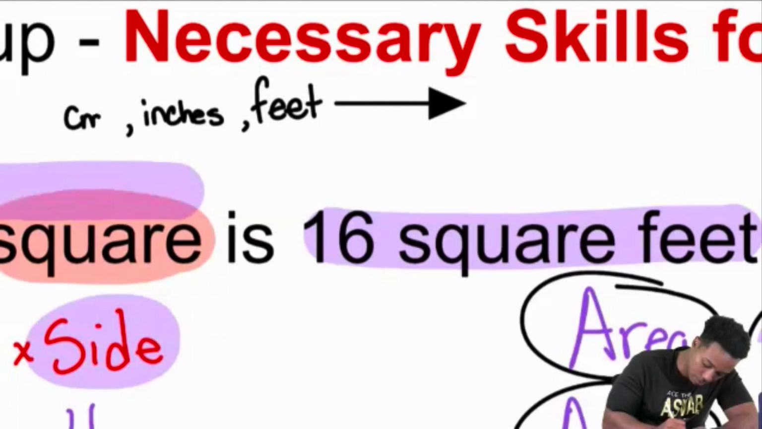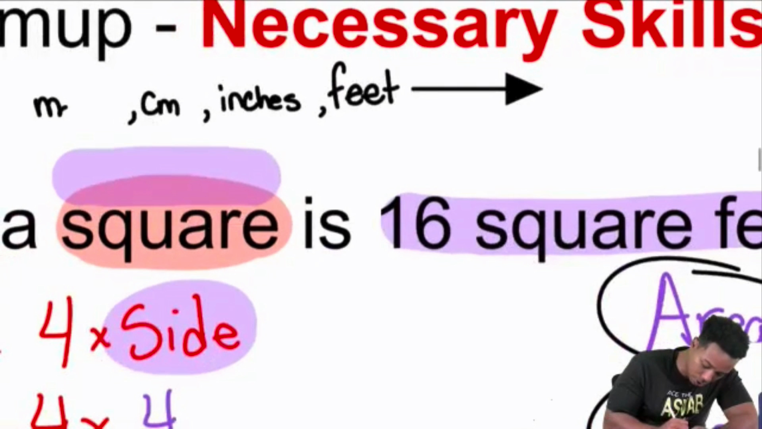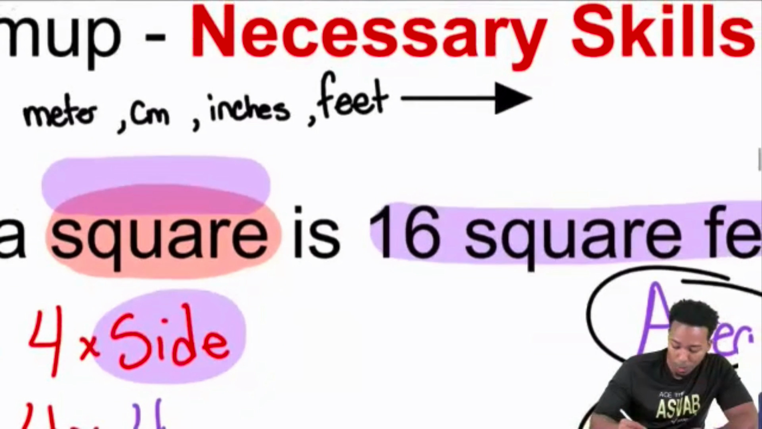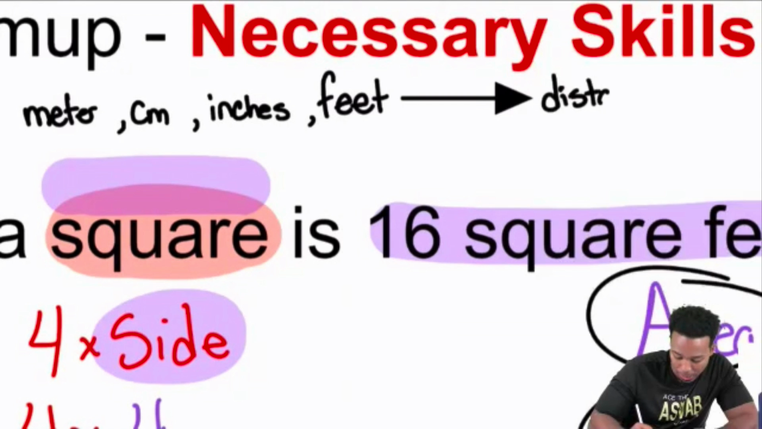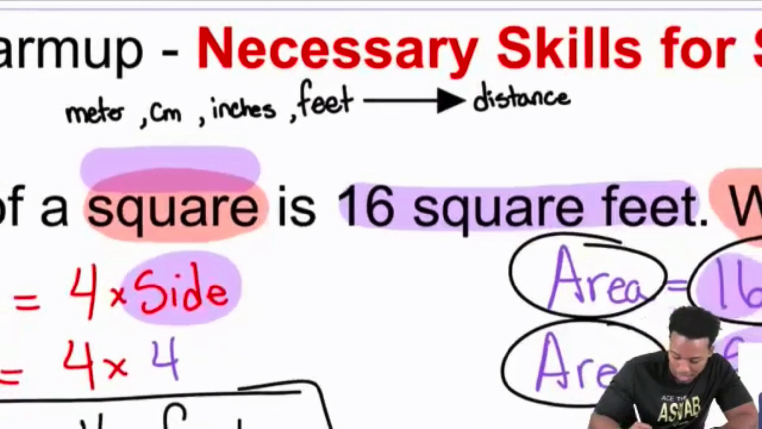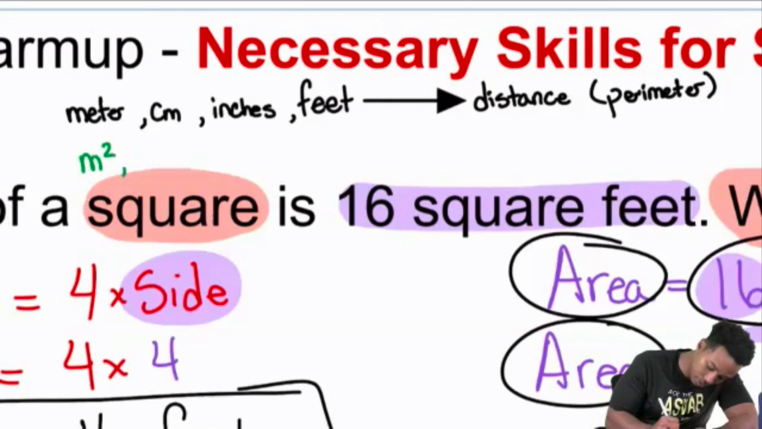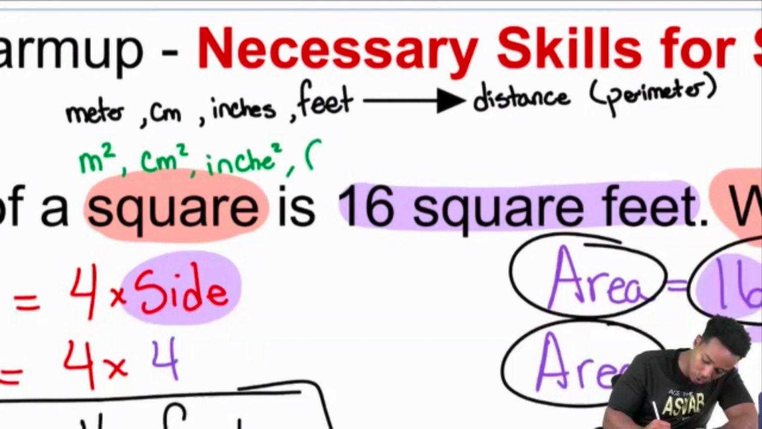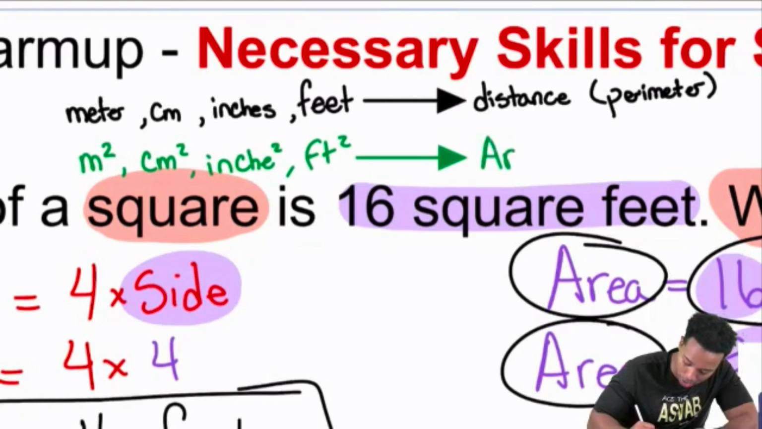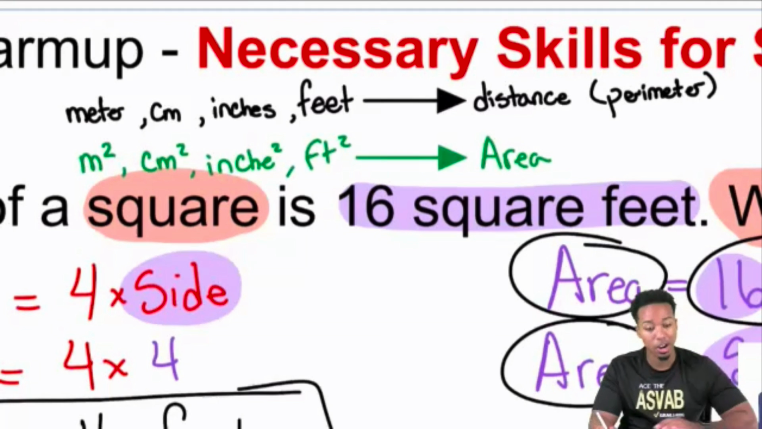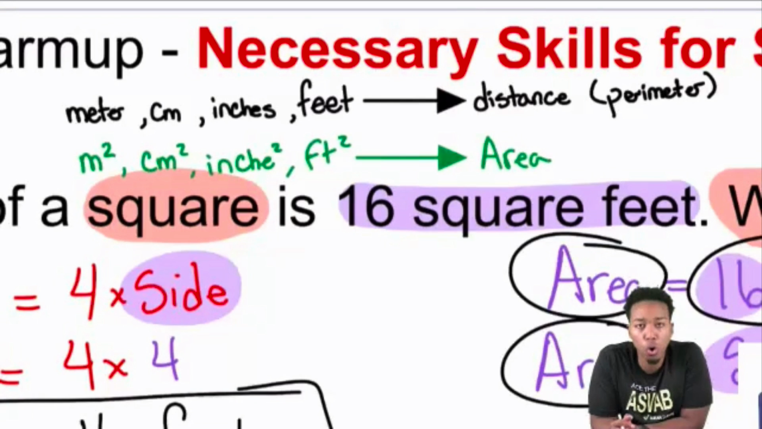You can say centimeters, we can say meters. If it's just regular units, basically is what I'm saying. Regular units, that's a distance. And it's possible that it is perimeter. Now, if you're given square meters, square centimeters, square inches, square feet, this is all going to be area. That is always going to be area. Always, always, always.